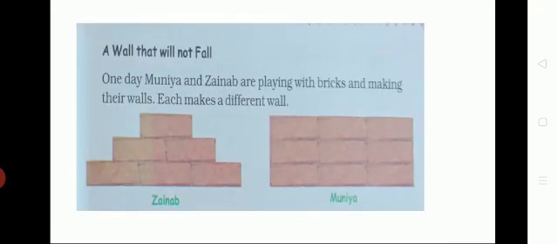And next, a wall that will not fall. Munia and Zainab are playing with bricks and making their walls. Each makes a different wall. The first one is Zainab's wall and the next one is Munia's wall. Which will be stronger, Zainab's or Munia's wall? Zainab says her wall will not fall easily. Why? What is the reason?